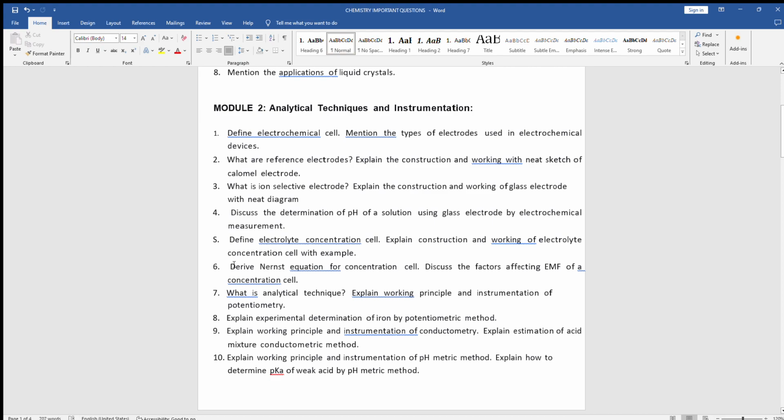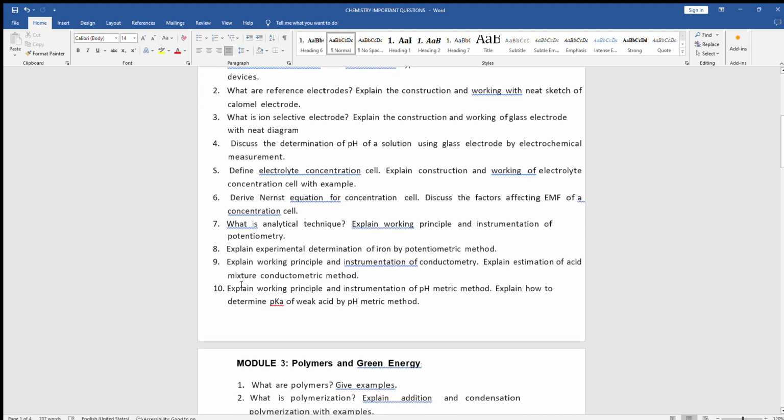Sixth one, derive the Nernst equation for concentration cell. Discuss the factors affecting EMF of a concentration cell. Seventh one, what is analytical technique? Explain working principle and instrumentation of potentiometer. Eighth one, explain experimental determination of iron by potentiometric method.